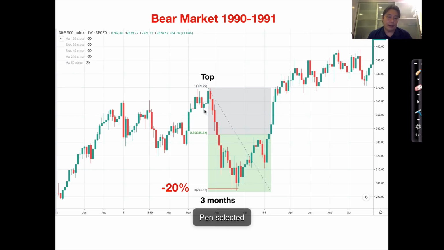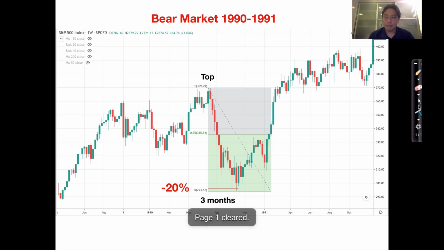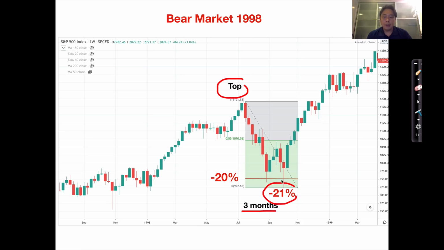1990, 1991, top of the market again. This was exactly a 20% drop, exactly. Classic bear market, took 3 months, closed above 55%, we're home free. Coming closer to home right now, 1998. This again was a 3-month bear market, dropped 21%.